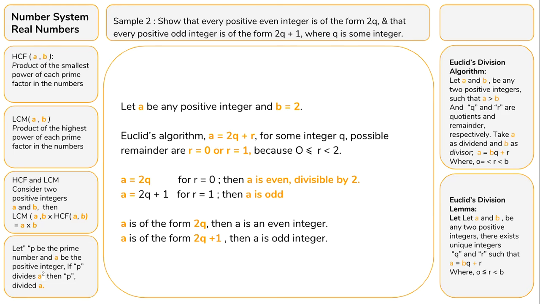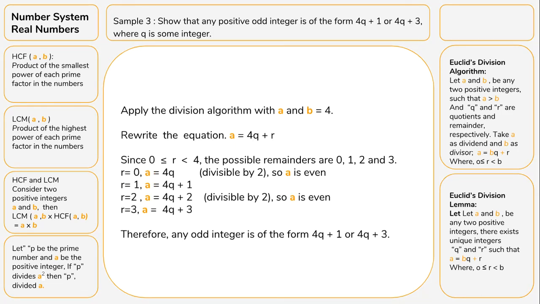If a is of the form 2q, then a is an even integer. If a is of the form 2q plus 1, then a is an odd integer. Sample 3. Show that any positive odd integer is of the form 4q plus 1 or 4q plus 3, where q is some integer. Rewrite the equation: a equals 4q plus r. Since 0 is less than or equal to r and r is less than 4, the possible values for r are 0, 1, 2 and 3.